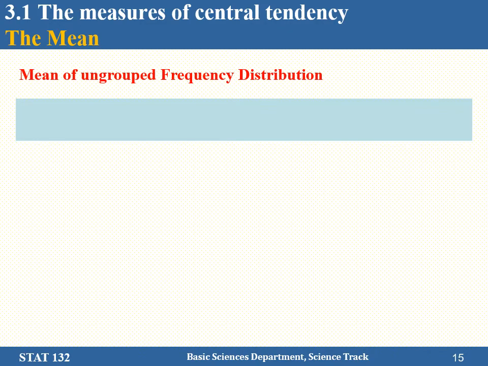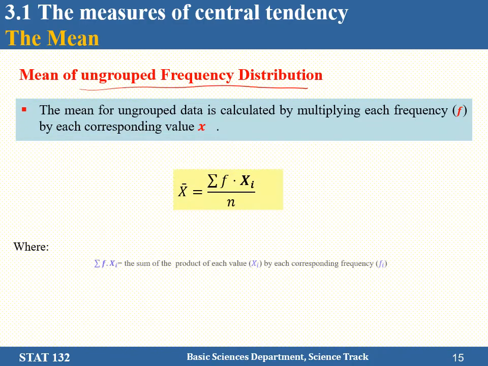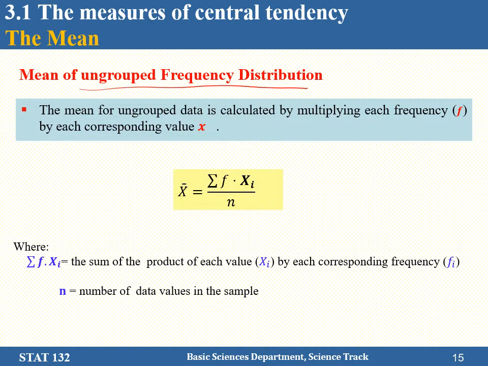And let's look at the mean of an ungrouped frequency distribution. Here, you have to multiply each x value with its frequency, and then you add all of them and divide by n, which is the number of data values. Indeed, you can write this n as the sum of the frequencies, because the sum of the frequencies will give us the number of data values.